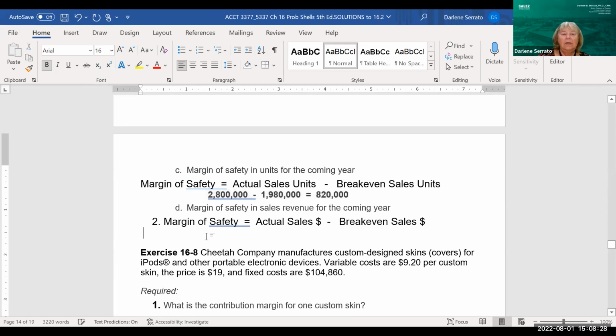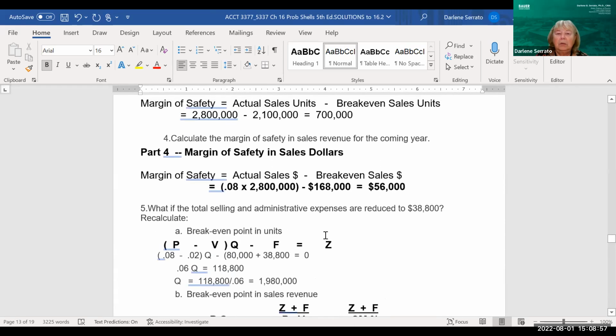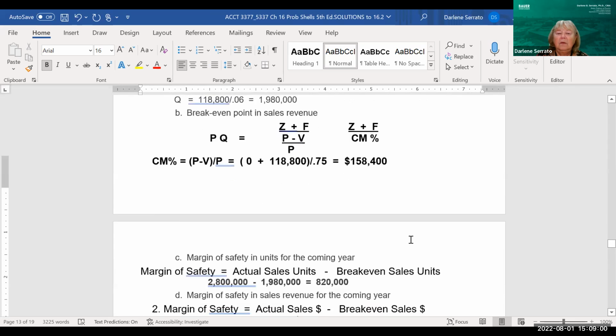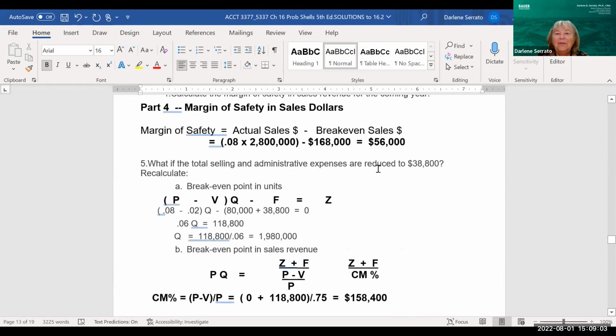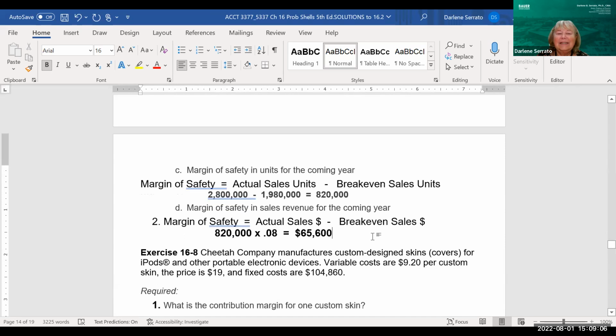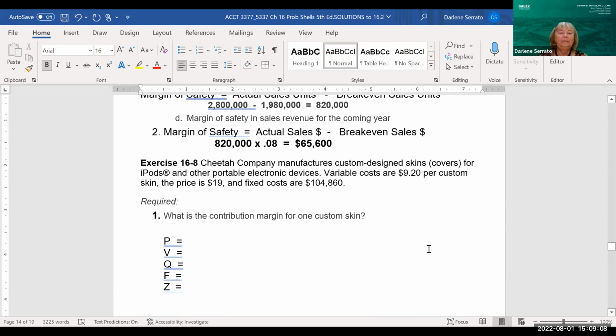Okay. Then in sales dollars, you could do it this way. 820,000 times 0.08 equals 65,600. So the margin of safety in dollars goes up from 56,000 to 65,600. Okay.